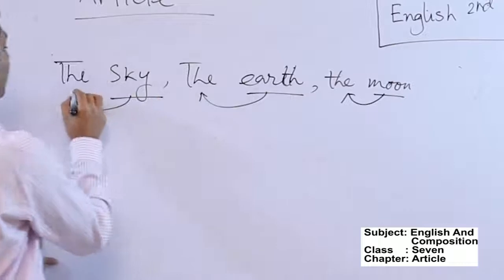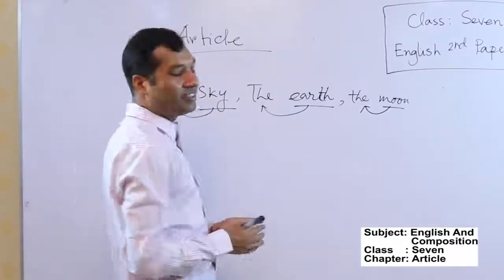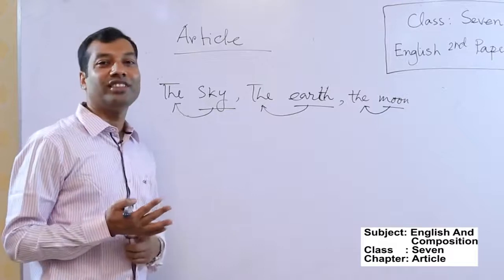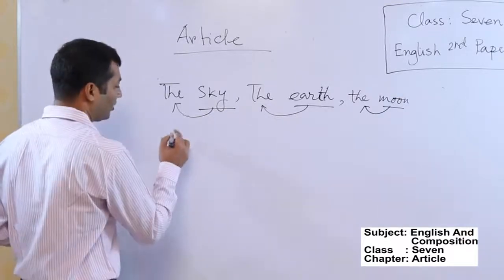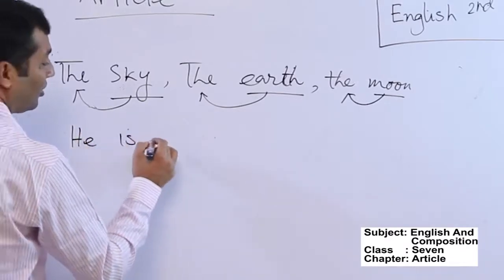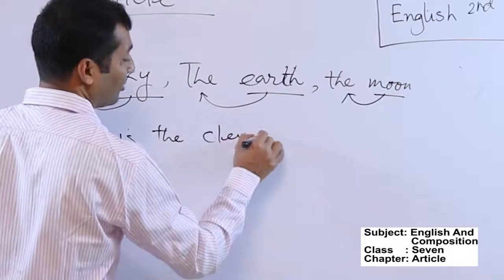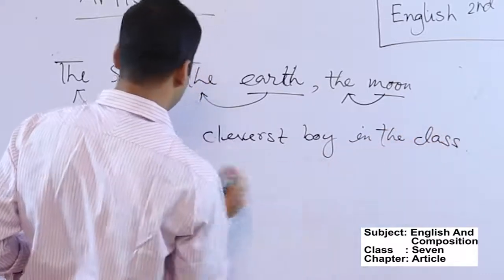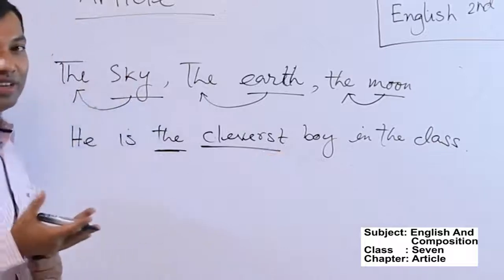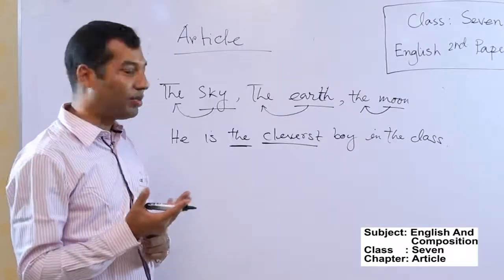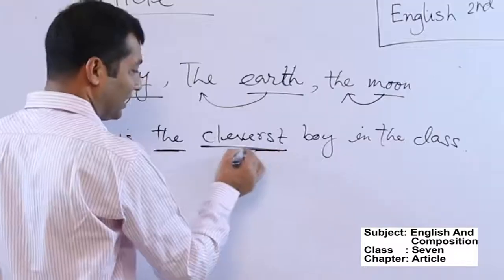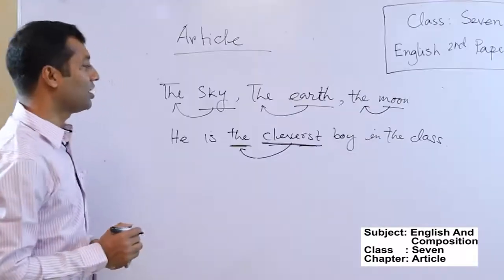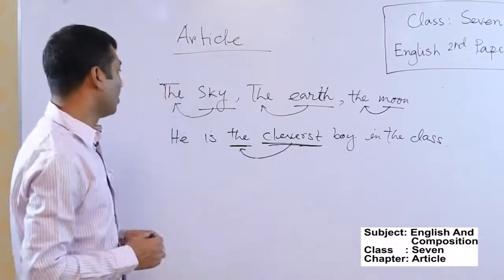You know that degrees are of three kinds: positive degree, comparative degree, and superlative degree. So superlative degree always takes the article the before it. For example, he is the cleverest boy in the class. So look at the use of the here. You know the word clever. This is the positive form. Cleverer is the comparative form, and cleverest is the superlative form. So as it is superlative, you must use the article the before the word cleverest. You must use the article the before a superlative form of the word.